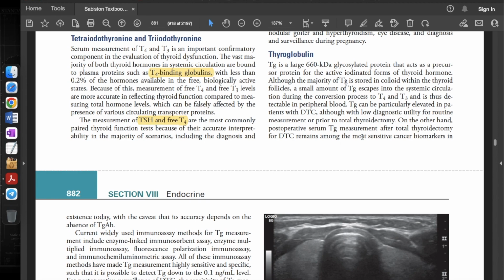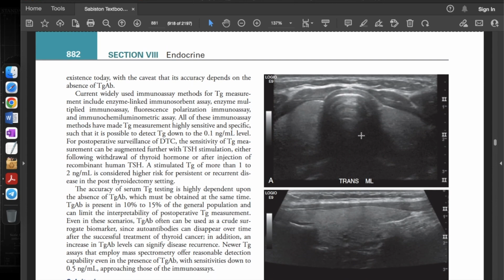Thyroglobulin can be particularly elevated in patients with differentiated thyroid cancer, although with low diagnostic utility for routine measurement or prior to total thyroidectomy. On the other hand, post-operative serum thyroglobulin measurement after total thyroidectomy for differentiated thyroid carcinoma remains among the most sensitive cancer biomarkers in existence today, with the caveat that its accuracy depends on the absence of thyroglobulin antibodies.